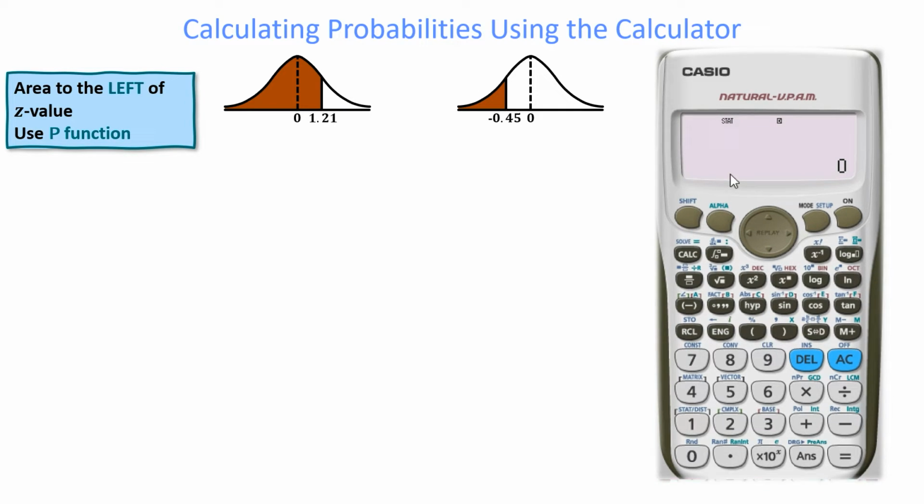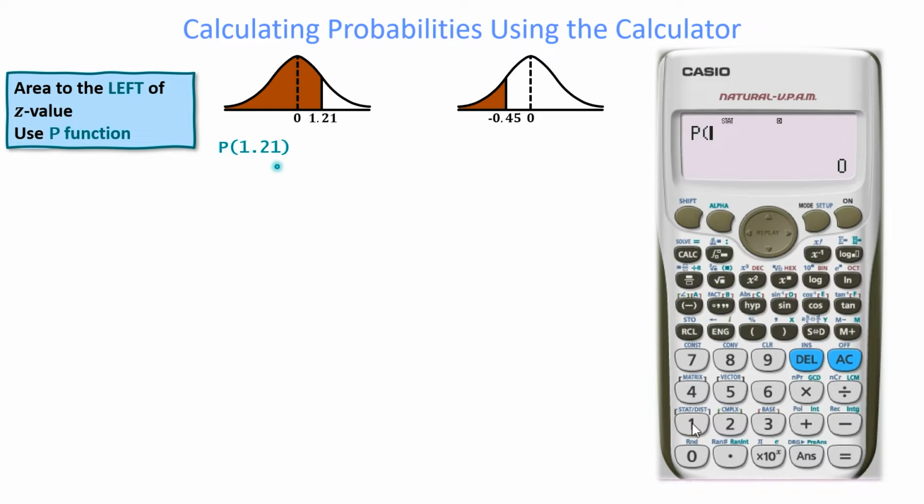Then we use the p function on the calculator. Now to select the p function, we click on Shift 1, and then from these 6 options, we select option number 5. So go ahead and click on 5, and we're interested in the p function. Okay, so the area to the left of the z value. So go ahead and click on option 1. Okay, so now we want the probability that z is less than 1.21.